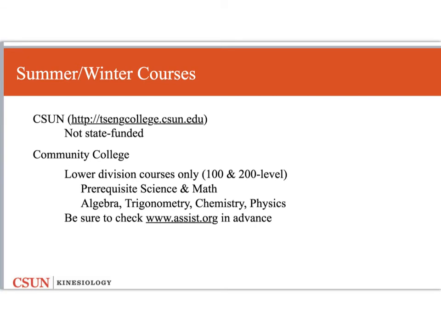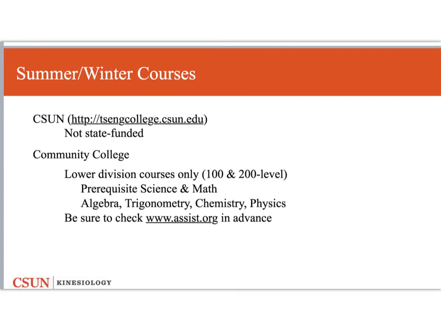Some of you may have completed already everything that you can take at a community college, but some of you may have a few more courses. So any lower division courses can be taken at community college. Your prerequisite science and math, your general bio, your anatomy, your physiology, your stats, your math prereqs for physics, your chemistry, your physics. Also, your activity courses can be taken at community college.